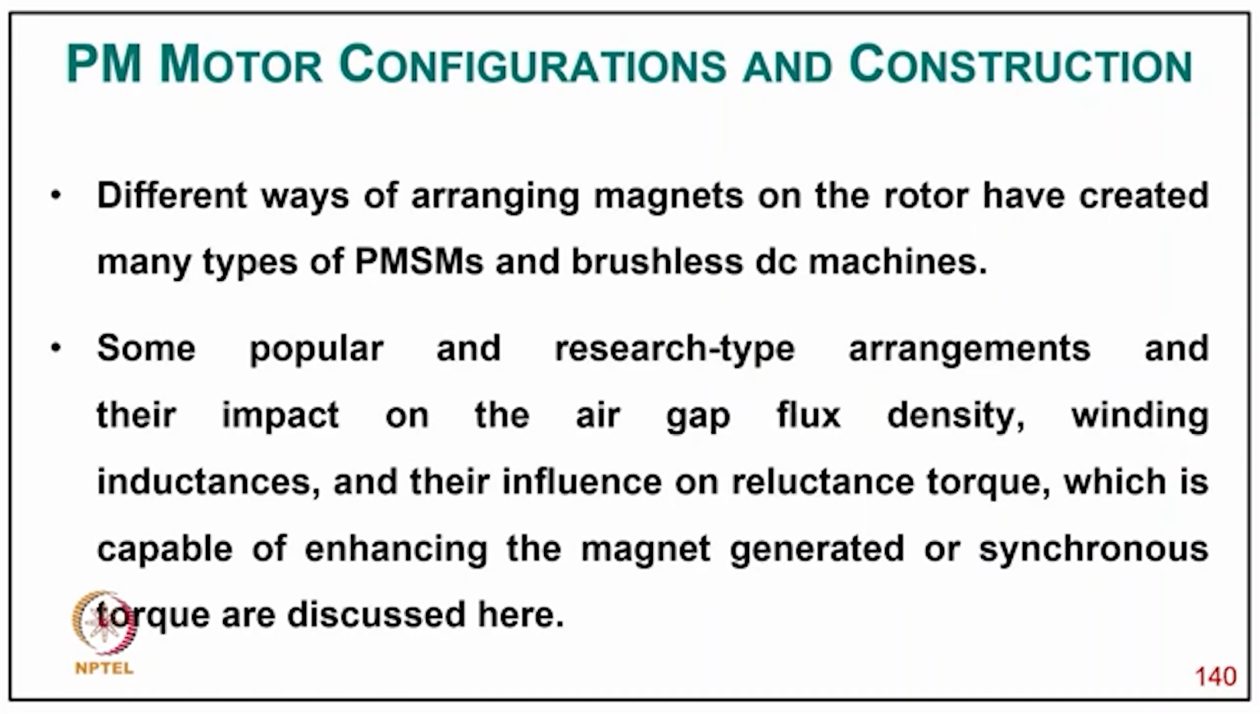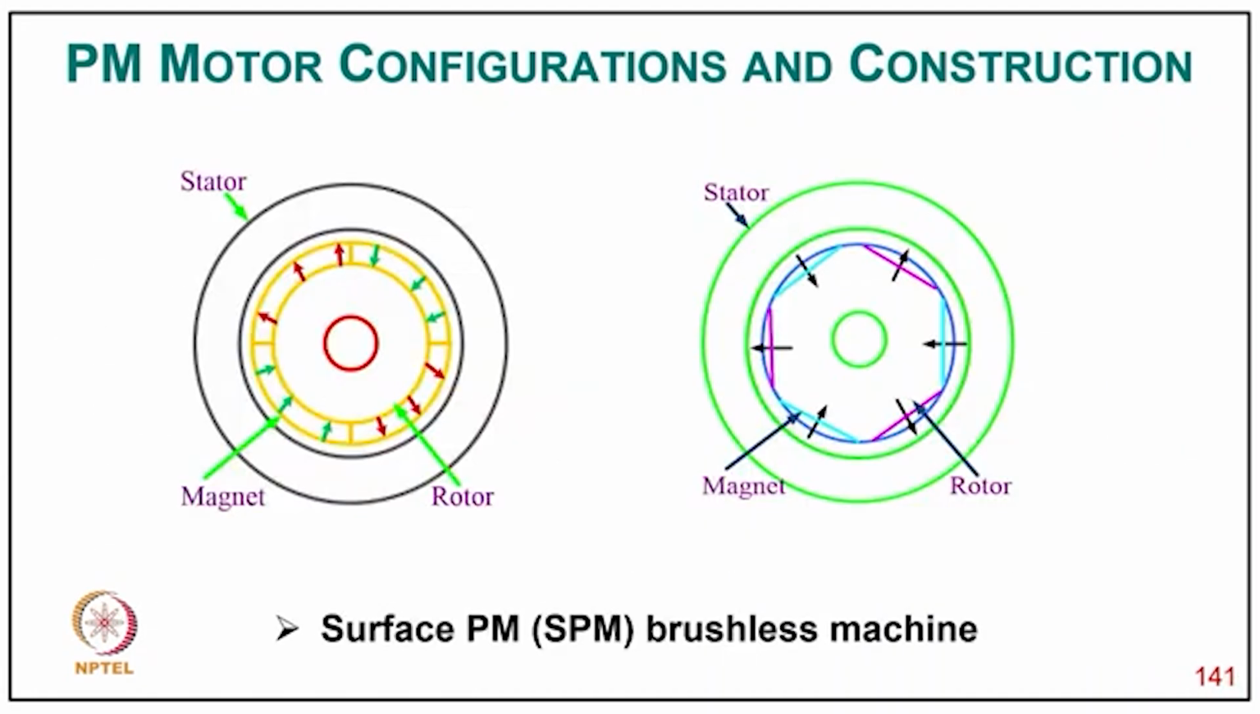So you can see that different ways of arranging the magnets on the rotor have created many types of permanent magnet synchronous motors and brushless DC machines. Some popular and research types of arrangement and their impact on the air gap flux density, winding inductance, and their influence on reluctance torque, which is capable of enhancing the magnet-generated or synchronous torque, are discussed here. So you can see how the surface mounted rotor with the stator is there.